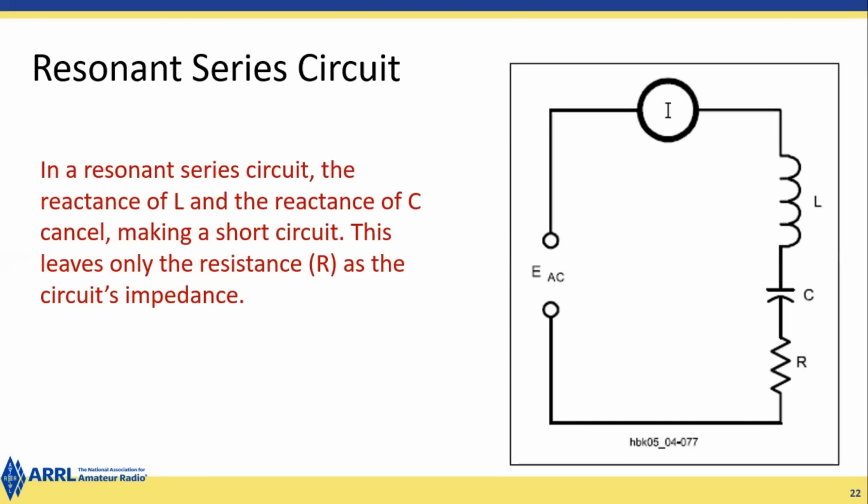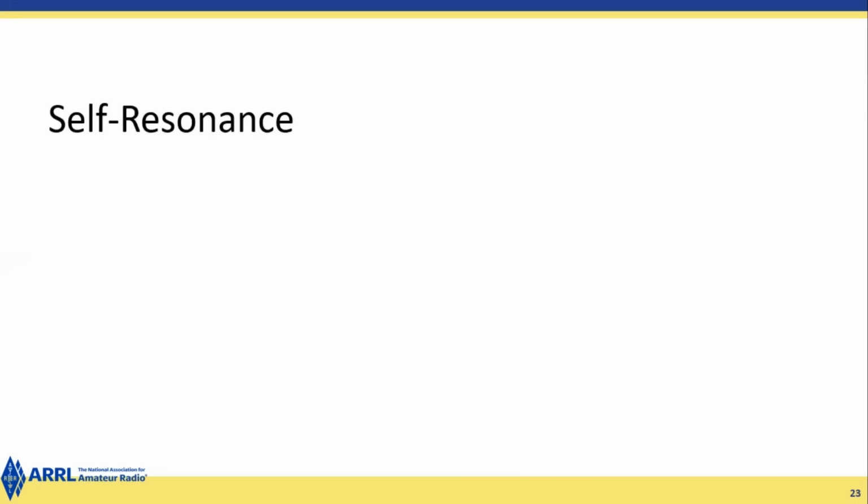In a resonance series circuit, the reactance of L and the reactance of C cancel, making a short circuit. This leaves only the resistance as the circuit's impedance.